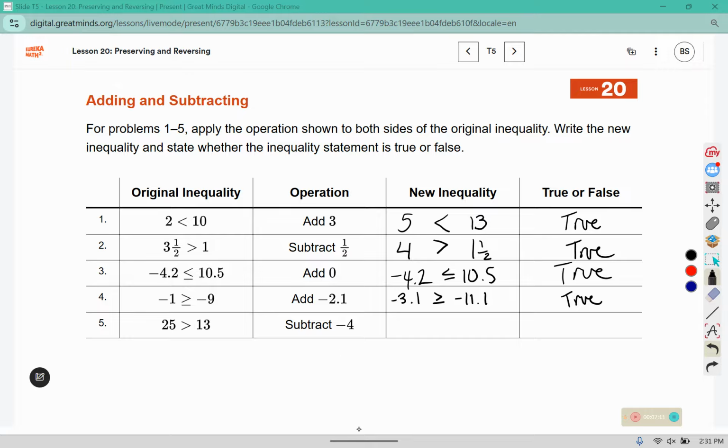Oops, I messed this one up because it was supposed to be subtraction. Subtract a half, that would give us 3 and a half. 3 is bigger than a half, so that's still true. This one says subtract a negative 4. Remember, if we subtract a negative, that's the same thing as adding its opposite. So 25 plus 4 would give us 29, and 13 plus 4 is 17. The symbol was facing this way, and 29 is greater than 17, so that one is true.